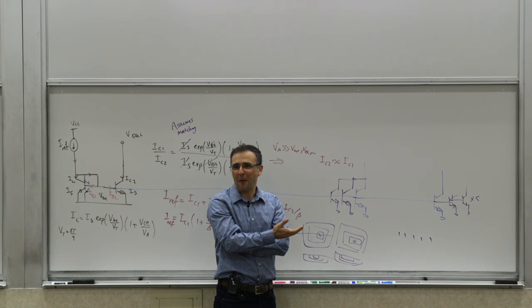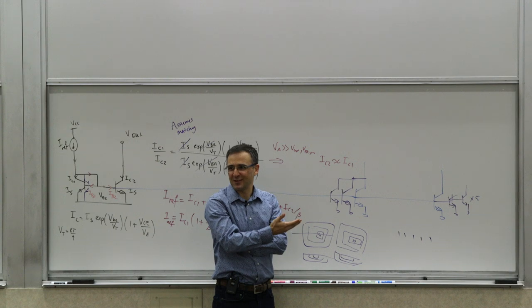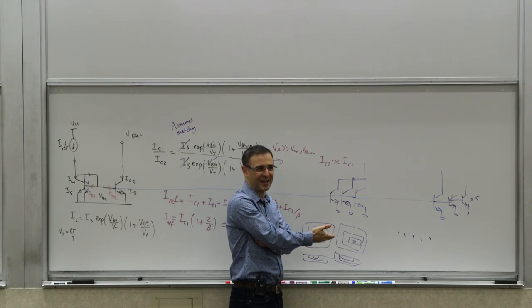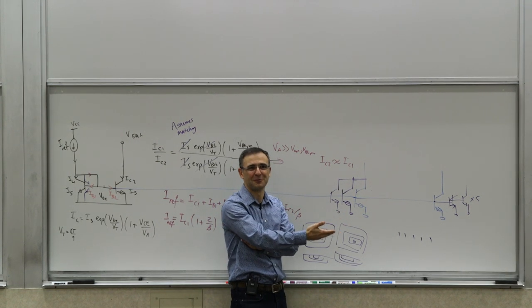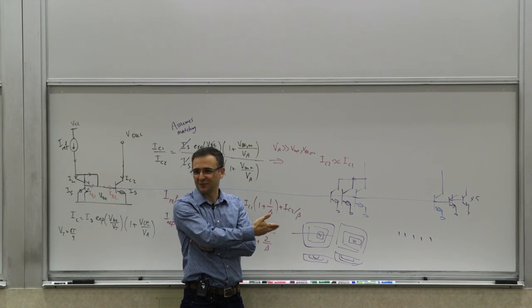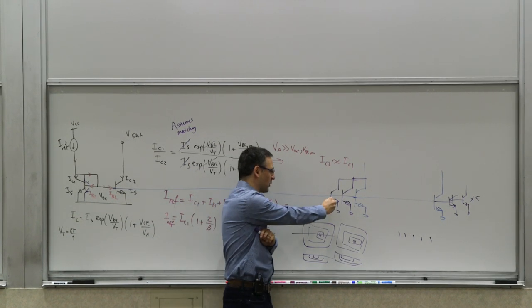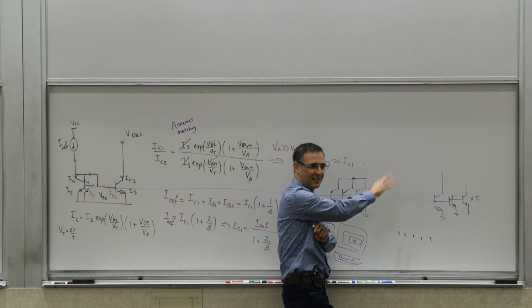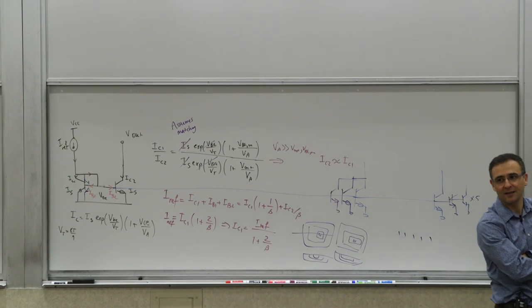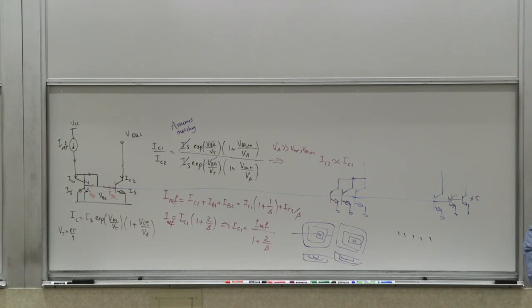All the current goes through this one, it explodes, then who's going to explode next? The one that was warmer, which is the one most closely placed to that one, the one next to it that got a little bit warmer due to the heat of this one. That one goes, and the next one goes, and that one goes. This is called a thermal runaway process. And it happens in bipolar transistors if you just put them in parallel.